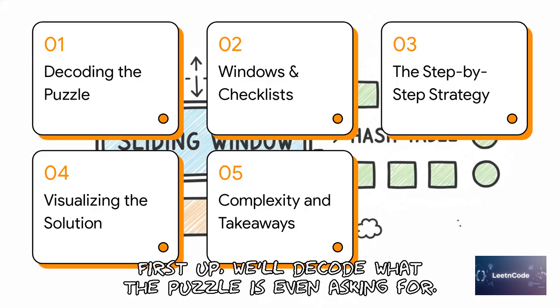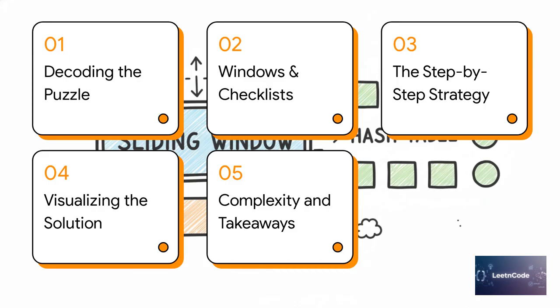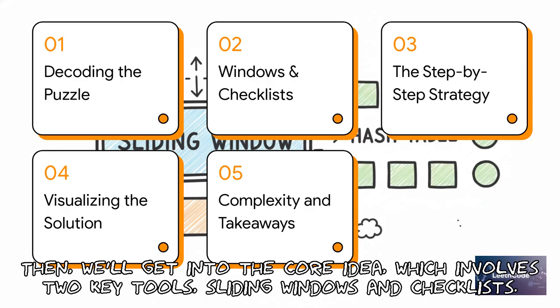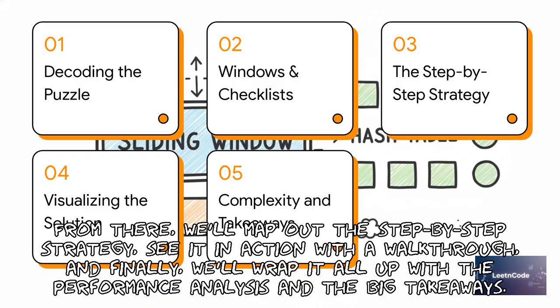First up, we'll decode what the puzzle is even asking for. Then, we'll get into the core idea, which involves two key tools, sliding windows and checklists. From there, we'll map out the step-by-step strategy, see it in action with a walkthrough, and finally, we'll wrap it all up with the performance analysis and the big takeaways.